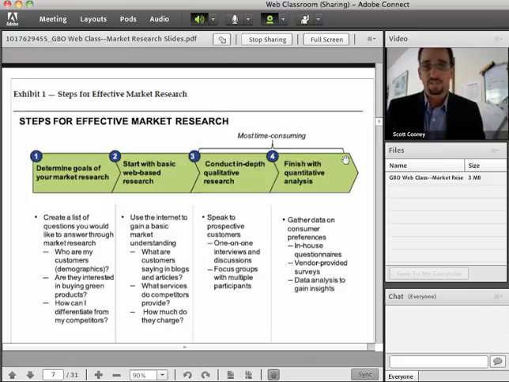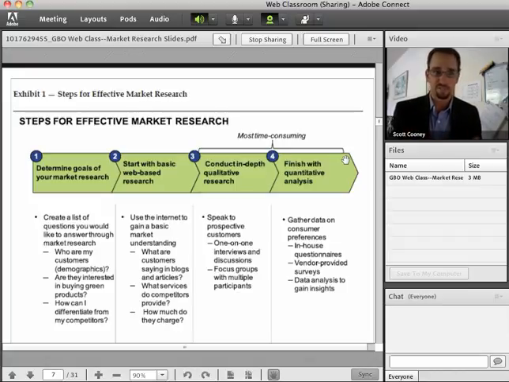The number one step for market research is to get goals for your market research written down on a piece of paper where you can then vet them with somebody else who kind of knows your industry and can help you and say, yes, those are the goals you really want to try and get to. So create a list of questions you would like to see answered through your market research.